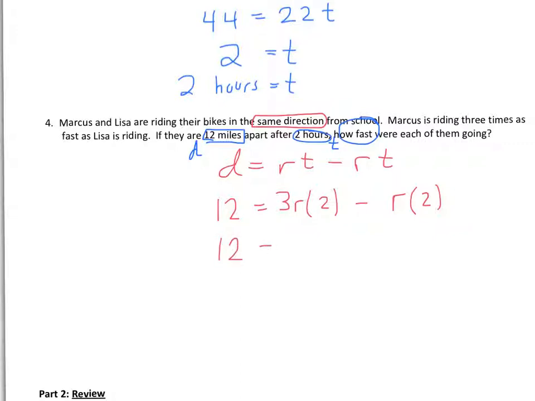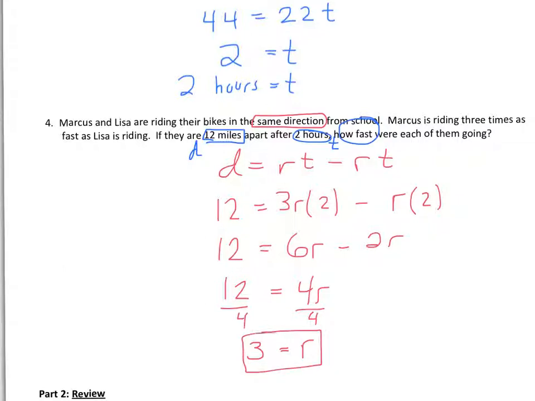So now 12 is going to be 6R minus 2R, which is 4R. So I'm going to divide by 4, and the rate is equal to 3. Now if I look at what R represents, whose rate? Who's going 3 miles per hour on their bike? That's so slow. But who's going 3 miles per hour? Is it Marcus or Lisa, Mia? Good, Mia. It is Lisa.